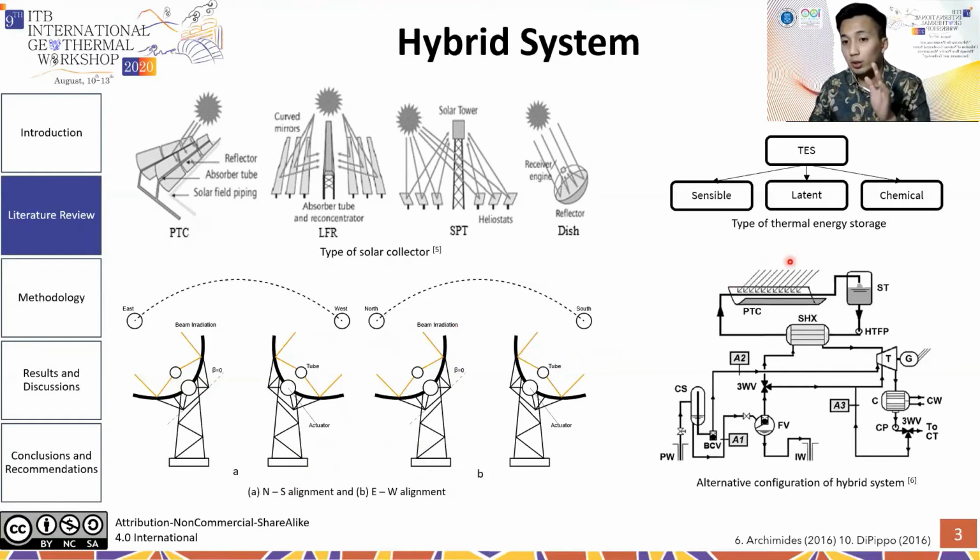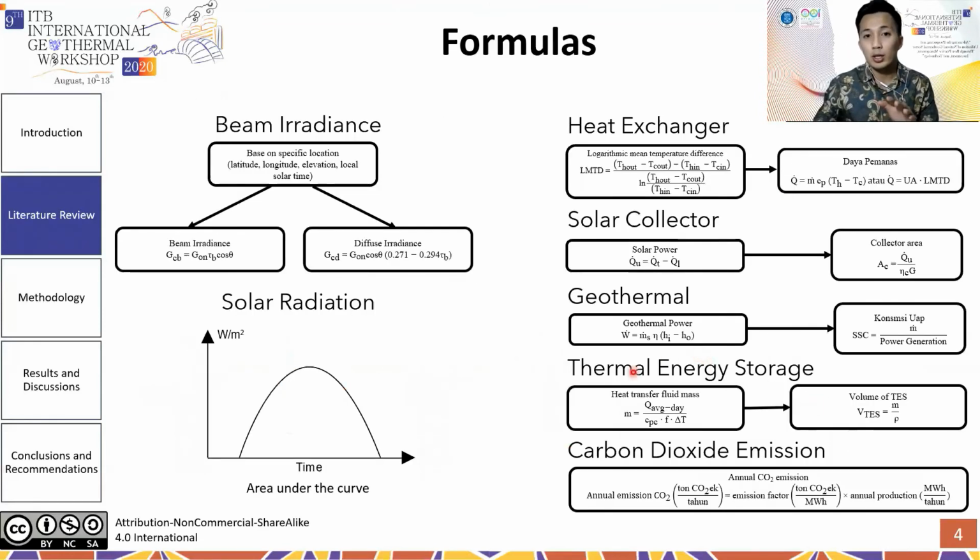And next is the thermal energy storage. There are 3 media. The first one is sensible, the second is latent, and the third is chemical. But the most used and most mature technology is the sensible. And this is the alternative configuration. The solar collector can be located in A1, A2, and A3. And these are the formulas that this system uses.